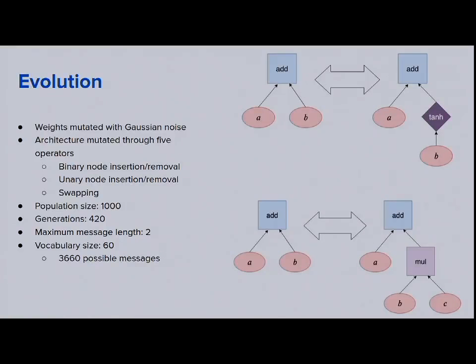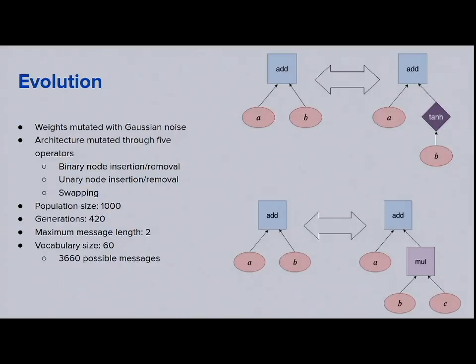So to actually evolve our agents, when evolving the weights, when agents reproduce, we just add random Gaussian noise independently to all of their weights. But to evolve the actual architectures, we defined 5 different architectural mutation operations. The first 2 operations are binary insertion and removal. This is an example of binary insertion. We chose a node, and we inserted a binary operator as the new parent of that node, and then selected a random input as the second child of the binary operator.